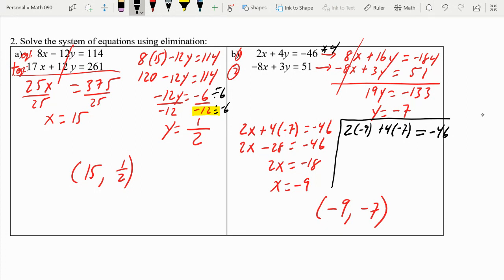All right, it better equal. So you better have negative 46 is equal to negative 46. If these two sides are different, you messed up. You better go back and check your work.